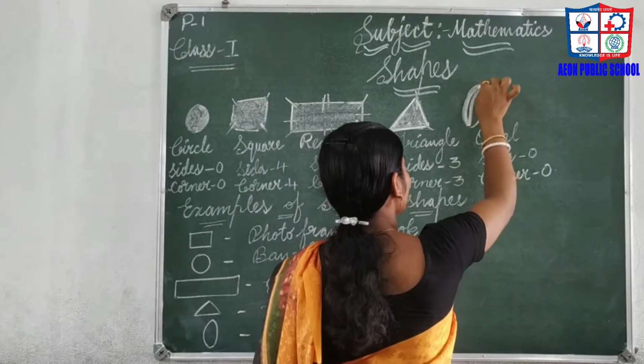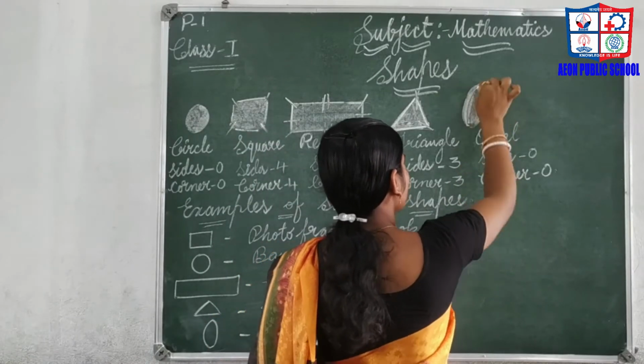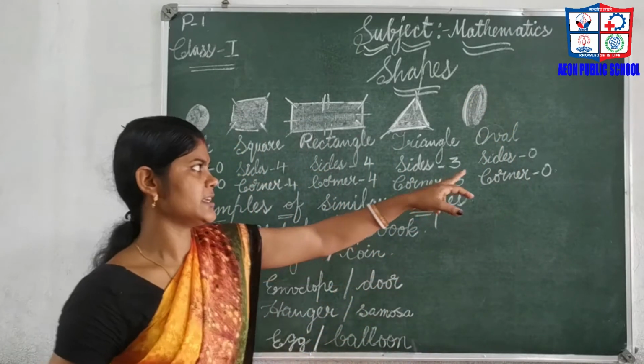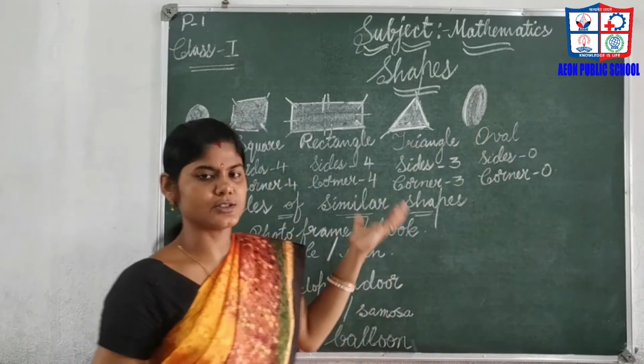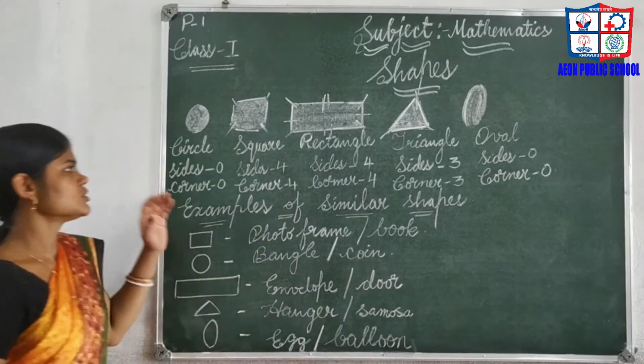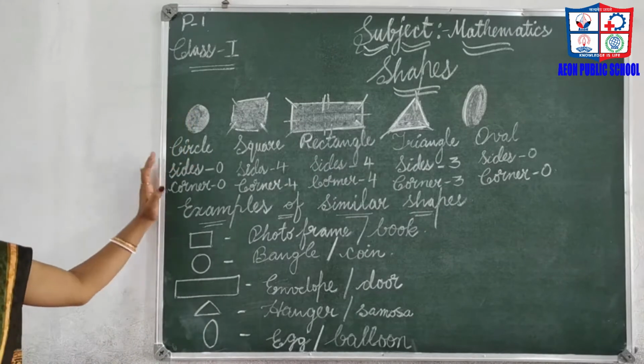Next shape is oval. So this is the oval shape. How many sides are there in the oval? 0, there is no side. And how many corners are there? 0, there is no corner. So this is our introduction of the shapes.